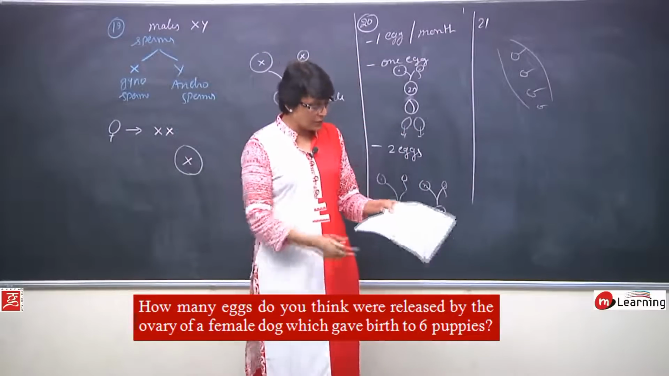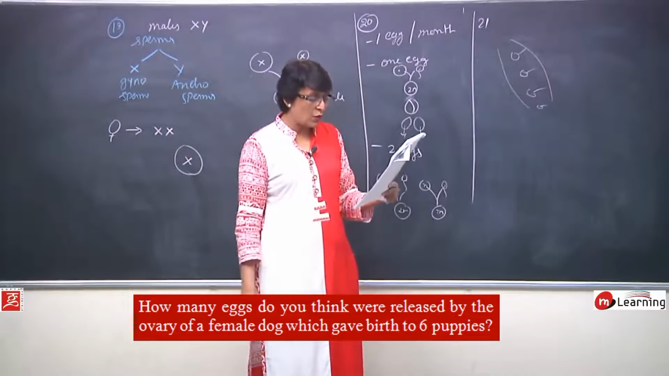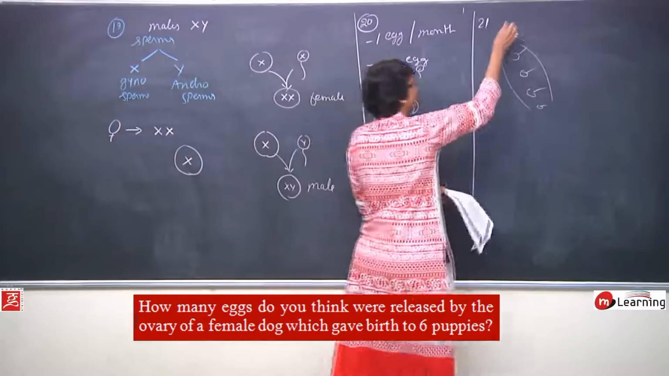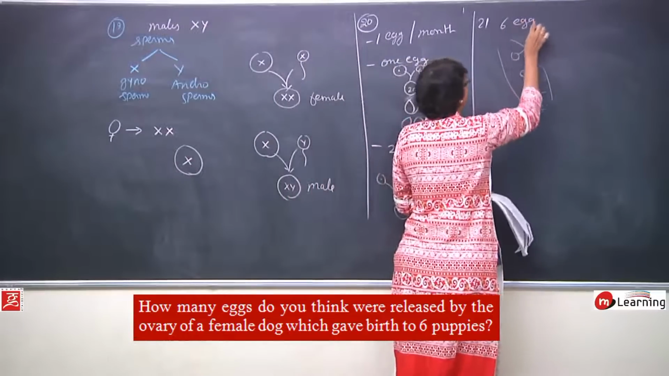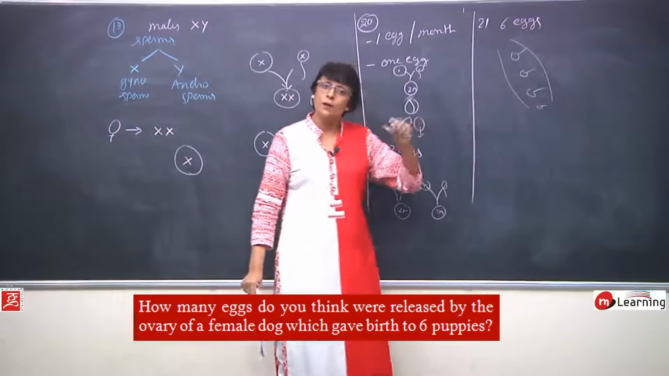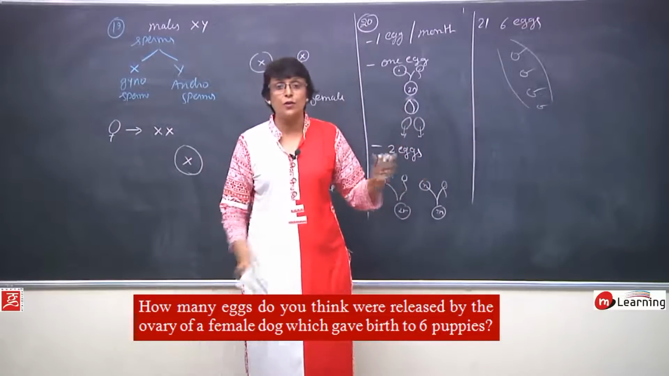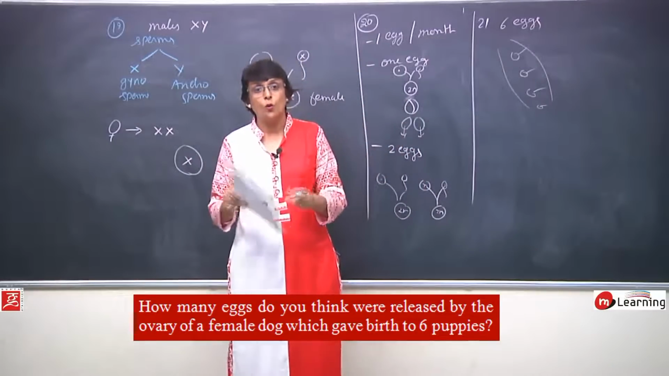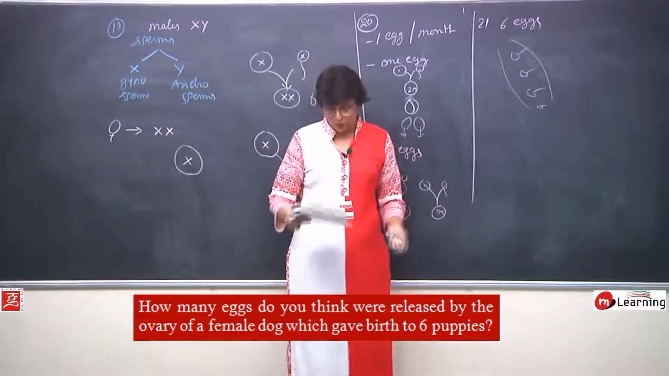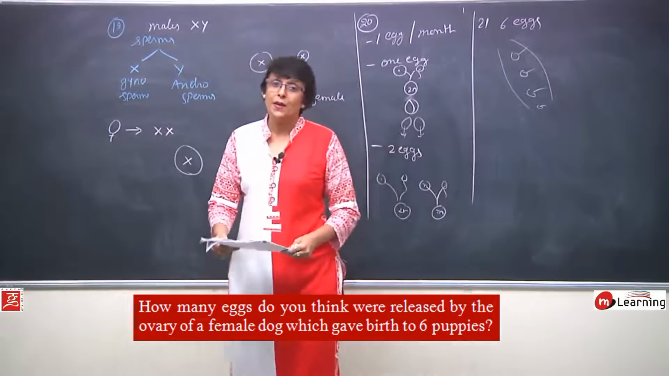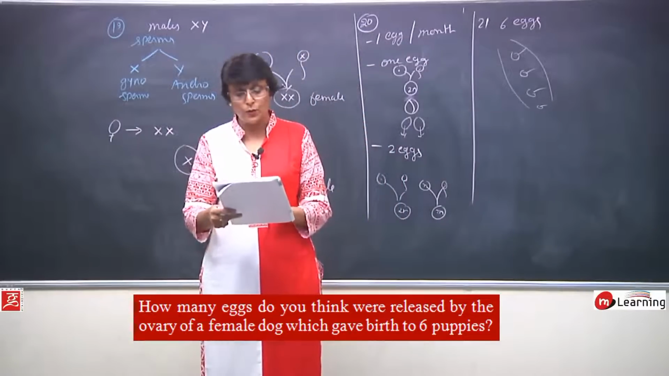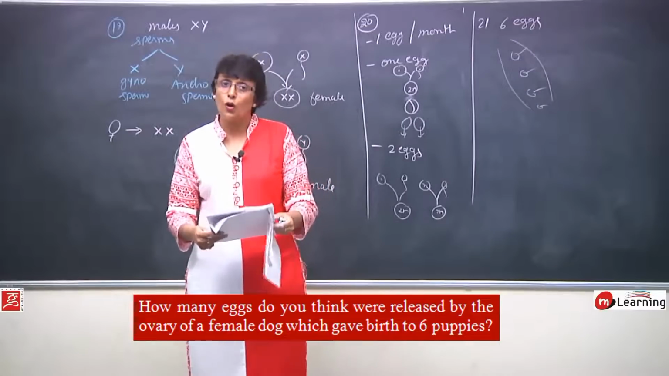So, 4, 5, 6, whatever number of offsprings are produced will be produced. So, how many eggs do you think were released by the ovary of a female dog which gave birth to 6 puppies? The answer would be 6 eggs, because these puppies develop from individual separate zygotes. So, they are not twins or triplets or quadruplets, they are arising from separate zygotes. So, this completes our question answers which are in this NCERT. 21 questions are there. We have discussed all of those.